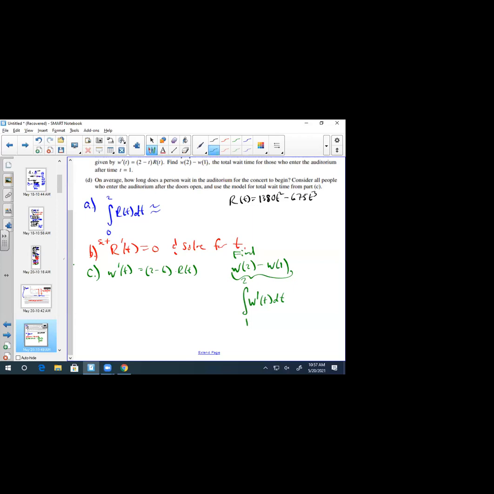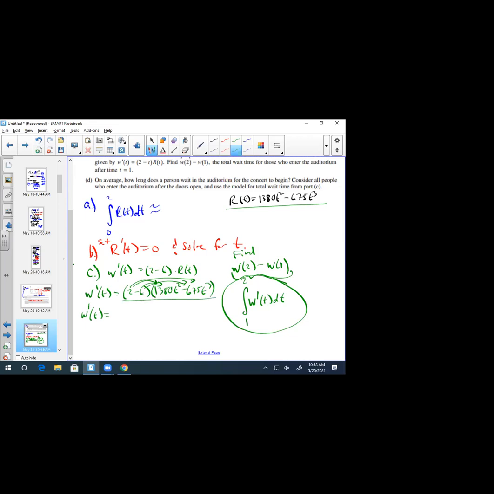Okay, so it's been a couple minutes, and what did you guys do in order to find this? I kind of got you started with giving you this, right? And then I put down here what r of t is equal to. So really, W prime of t is equal to 2 minus t times 1380 t squared minus 675 t cubed. Did you guys distribute this first to get what W prime of t is equal to, or did you just leave that as W prime of t and plug that in your calculator? Yeah, you could leave it because this is a calculator active question, you could just plug that in.